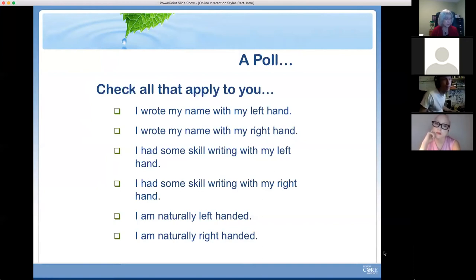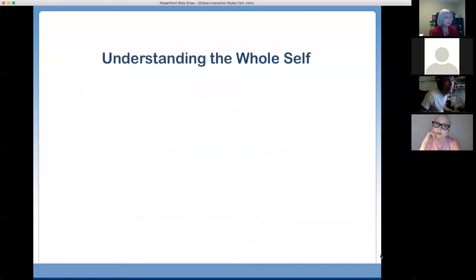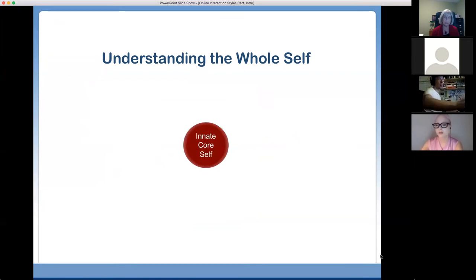Okay, so let's see. You can find other ways to do this. You can talk about being left-footed and right-footed and how you kick a soccer ball. I wouldn't try that one myself, but anyway, this is the piece that's really important: understanding the whole self. There's the innate core self. This is the template, like that acorn has the template for what that tree is going to be. And so what we have here is this innate core self.